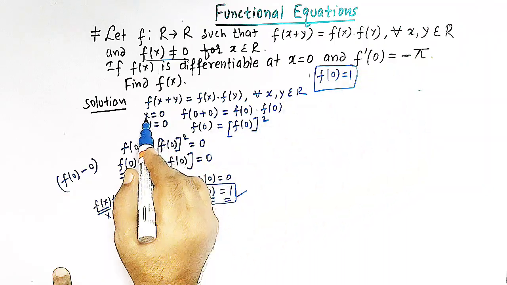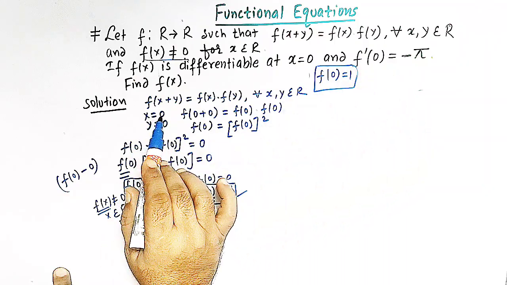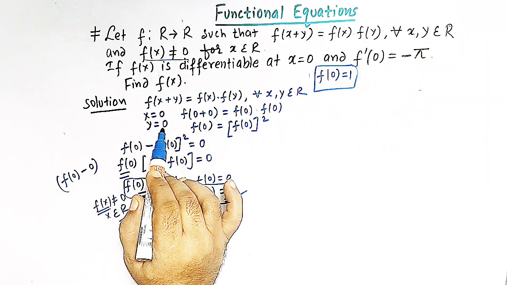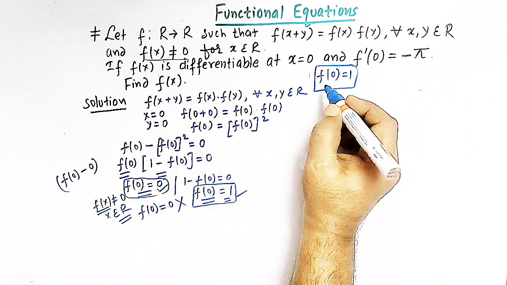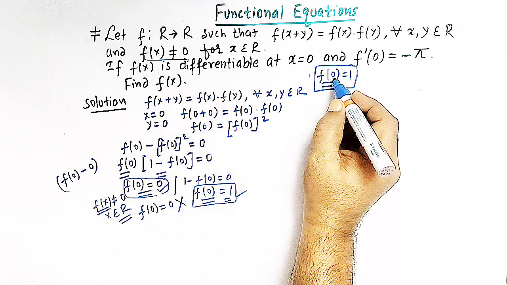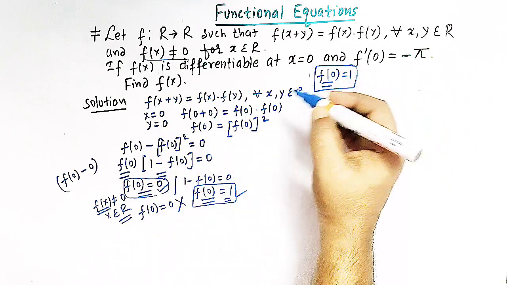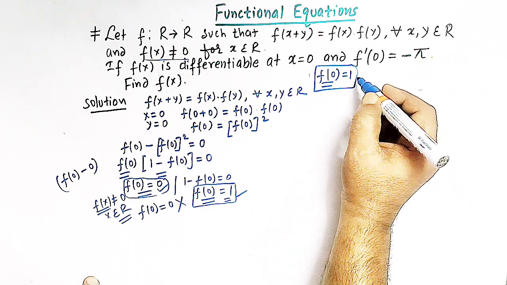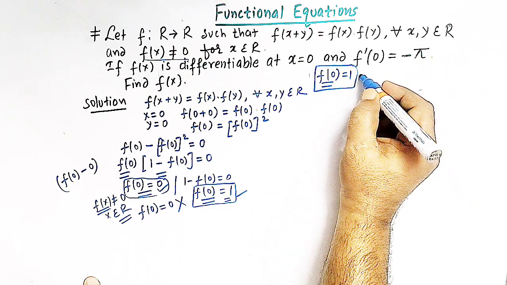So the purpose of taking x is equal to 0 and y is equal to 0 is to get the value of f of 0, right? Because in the later steps we are going to use this value.